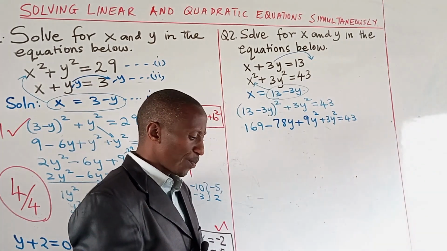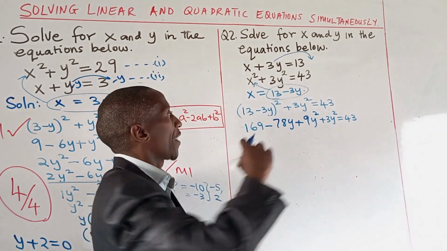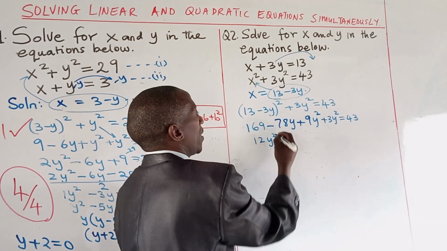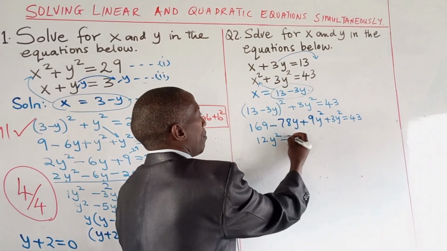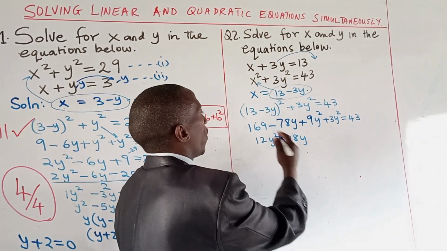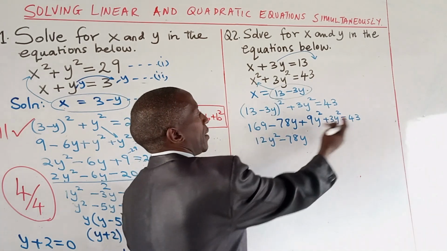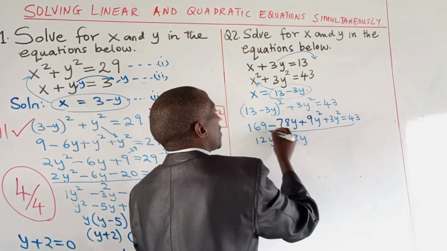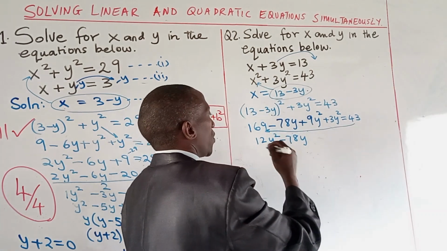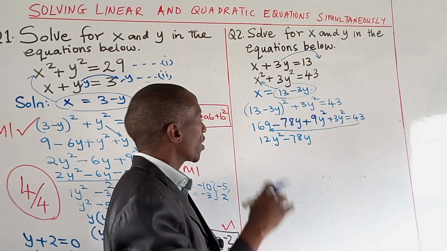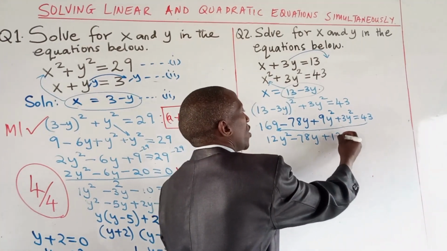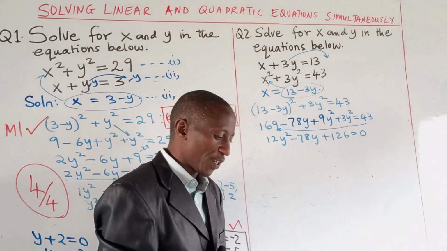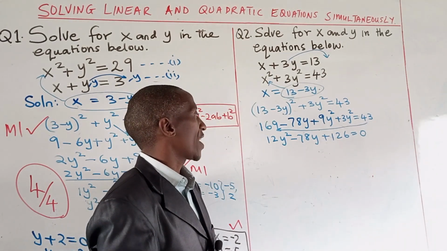So let's continue. We put like terms together. 9 plus 3 is 12y squared. Now we have minus 78y. Then we have 169. To it, we subtract 43. So the 43 comes and subtracts here. So 169 subtract 43 gives you 126, and that gives you a 0. That equation at that point is a quadratic equation.